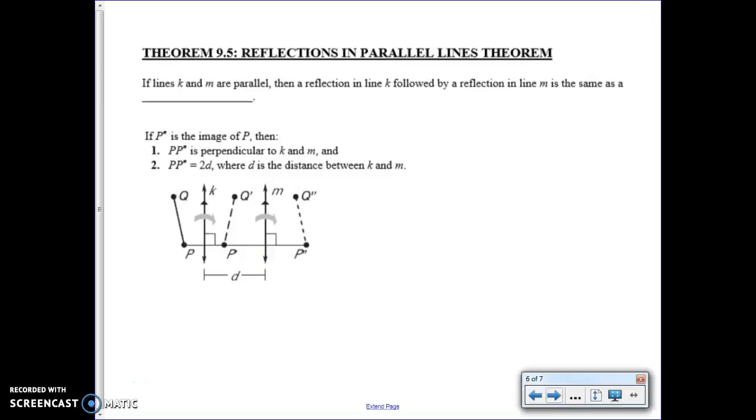Okay, a couple theorems for you. Reflections in parallel lines theorem. It says if lines K and M are parallel, then a reflection in line K followed by a reflection in line M is the same as a translation. So if you look at our original QP, it's been reflected 2 times, but when you look down here at the end, it really looks like it's just been translated over.